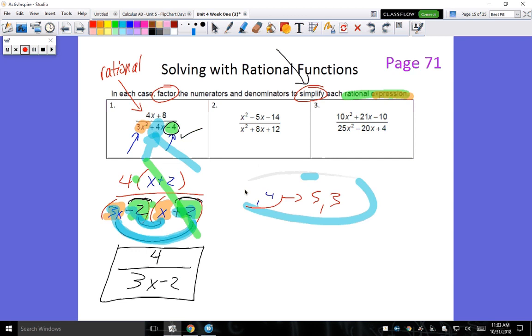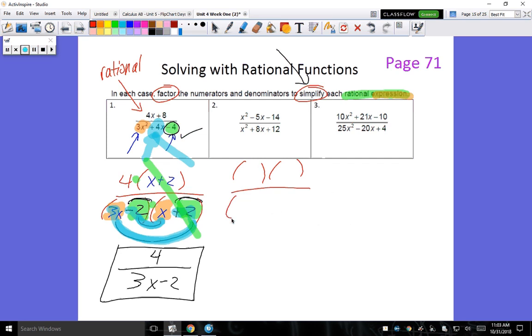Factoring skills have definitely improved. Let's continue with number 2. Very first step again is factor everything. Can I GCF anything out of the top and bottom? No. So I'm going to go straight to 2 sets of parentheses since I have 3 terms.